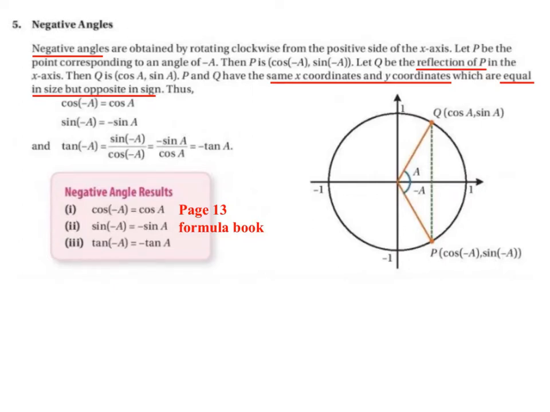Negative angles. Negative angles are obtained by rotating clockwise from the positive side of the x-axis. So this is our unit circle, and this is the positive side of our x-axis. And if we rotate clockwise, we end up getting a negative angle. We're going to let P be the point corresponding to an angle of minus A. So here we have angle A, here we have angle minus A, and this is the point P.